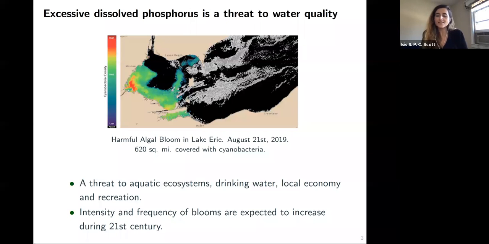The bad news is that the intensity and the frequency of these blooms are expected to increase during the 21st century. And with that, what that means is that we need more effective and more new phosphorus pollution mitigation practices to overcome issues such as this one shown in the picture.